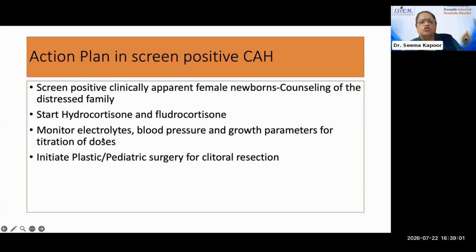As a pediatrician, you should monitor electrolytes, blood pressure, and growth parameters. Ideally, also should do plasma renin and aldosterone activity to monitor how good the fludrocortisone is working, and start initiating plastic or pediatric surgery referral for clitoral resection.